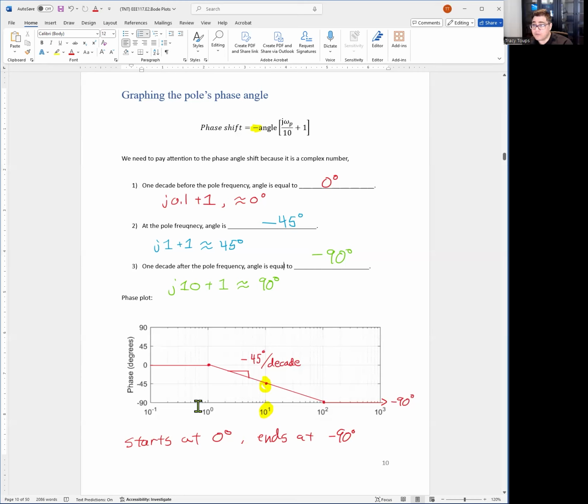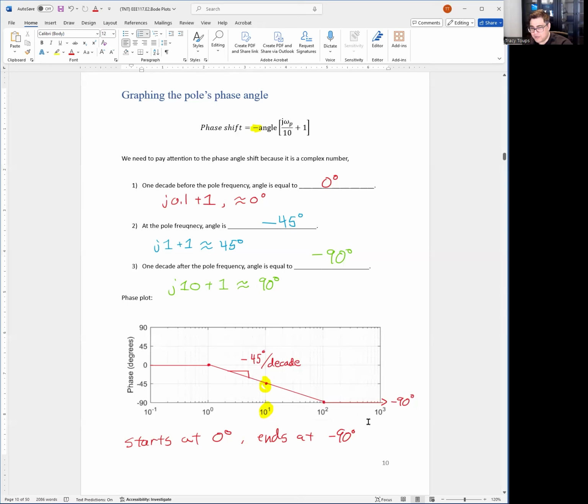So the overall trend you'll see for a pole is: find out where your pole point is. That's going to be negative 45 degrees. Go a decade before this to be 0, and it's always going to be 0 on that left-hand side. Go 1 decade after, it's going to be negative 90, and it's going to be flat afterwards at negative 90. It always starts at 0, always ends at negative 90 for this individual pole. And in between those 2 points, you're going to have a slope of negative 45 degrees per decade. So every time you add a pole, you're going to subtract 45 degrees. But again, you only go from 0 to negative 45 to negative 90.